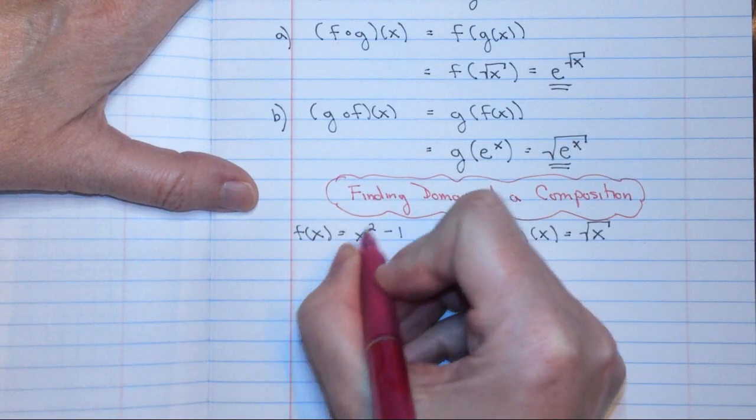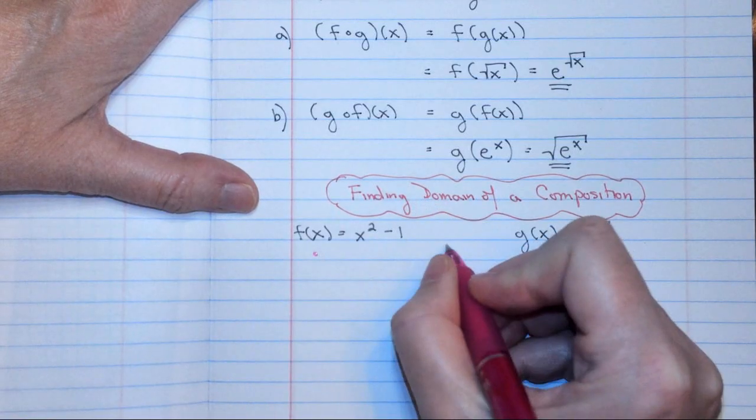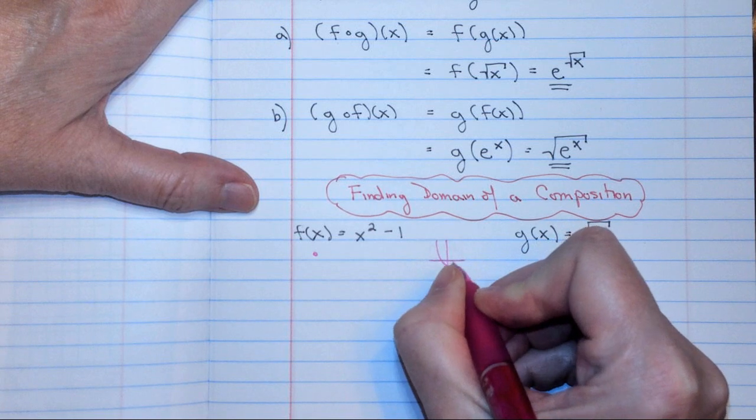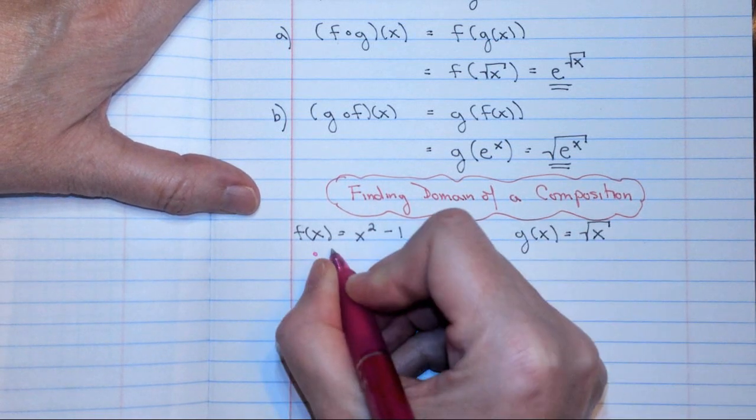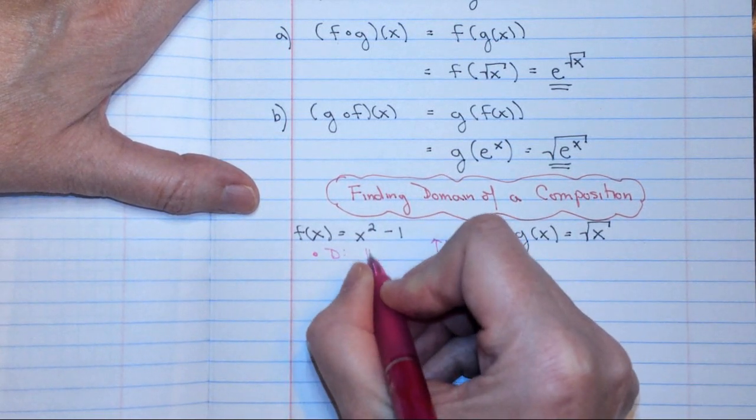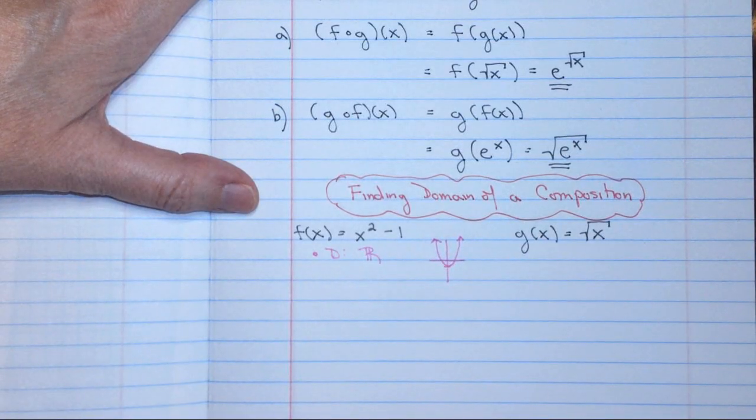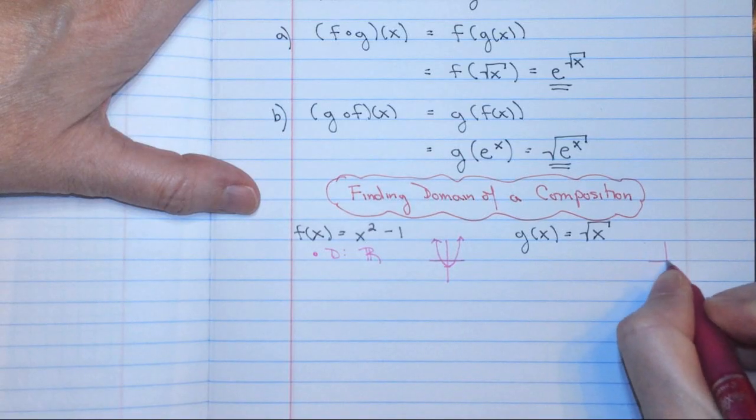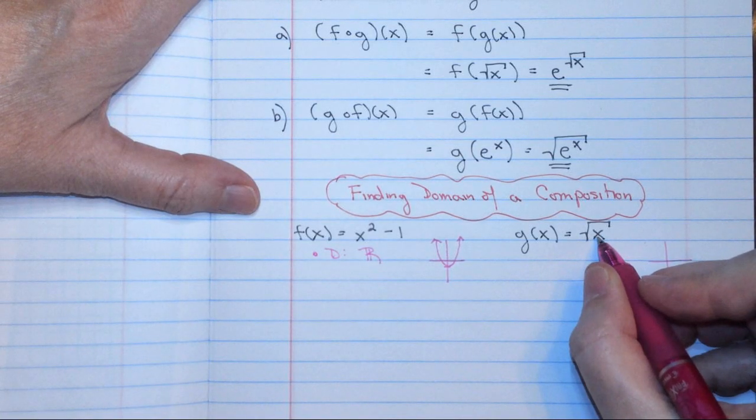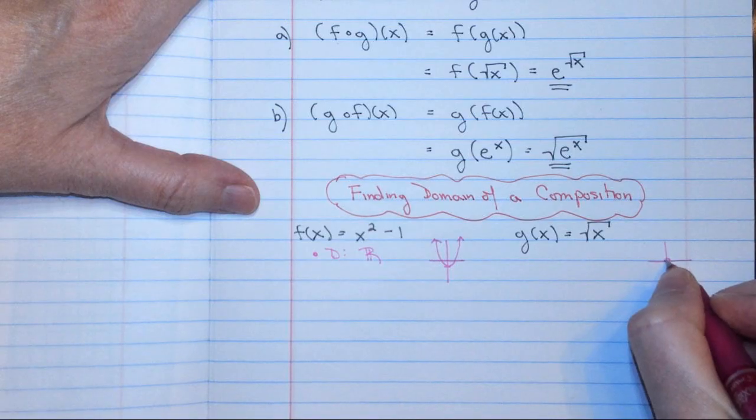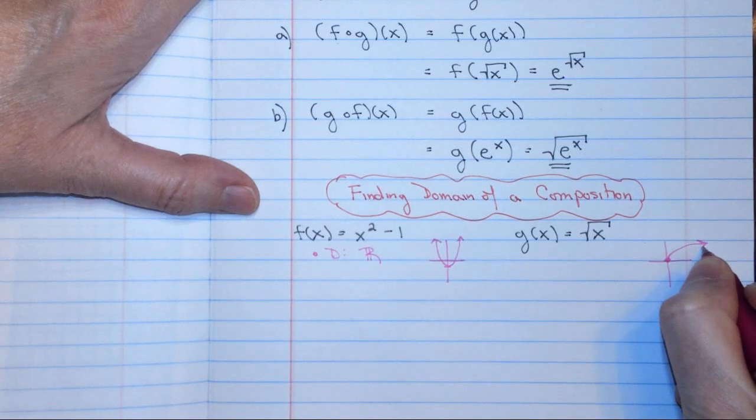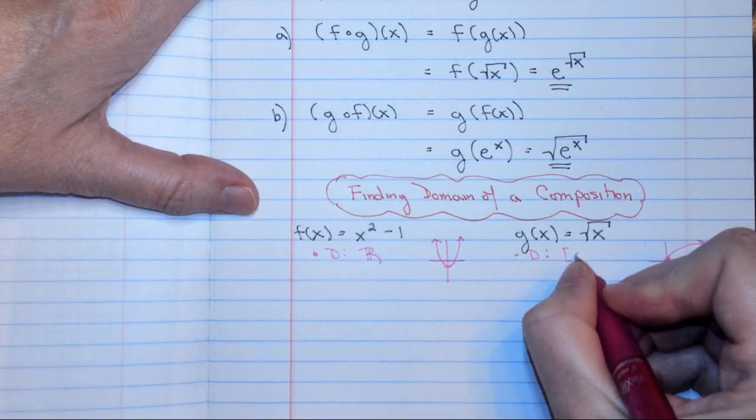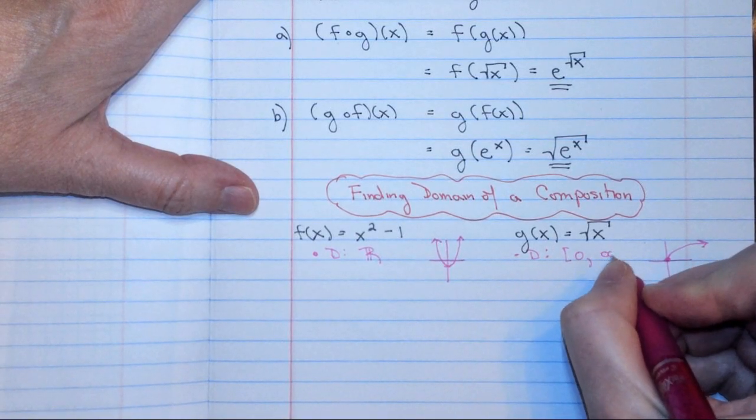So first of all, x squared minus 1. The first thing I recognize is that x squared minus 1 is a quadratic, and it looks like this. That means that its domain is all real numbers. Over here, when I look at the square root of x, I know I can't take the square root of a negative, but I can take the square root of 0, and it should look like this. So my domain over here is going to go from 0 to positive infinity.